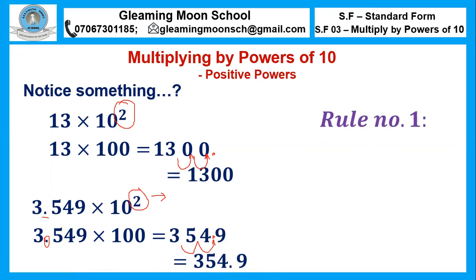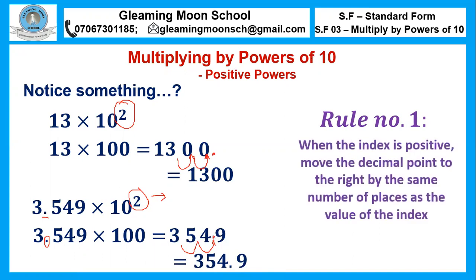When you're multiplying numbers by powers of 10, the first rule is: when the index is positive, you move the decimal point to the right by the same number of places as the value of the index. So the key words here are positive, index, right, and places. These are the 4 keywords we are looking at.